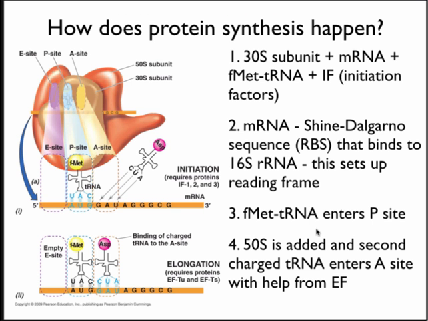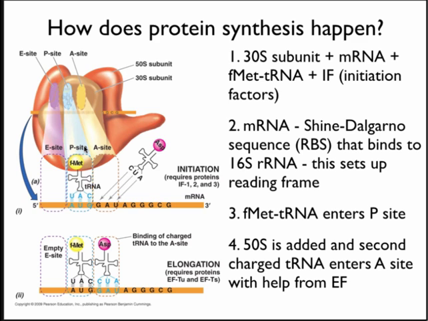So how does protein synthesis happen? I'll go through this really quickly because you've had this before. The 30S subunit plus a messenger RNA plus fMet tRNA plus initiation factors get together. The 16S ribosomal RNA in the small subunit binds and sets up the reading frame, and then fMet tRNA enters the P site. The 50S subunit is added, and a second charged tRNA then enters the A site with help from an elongation factor. So here's the initiation complex.